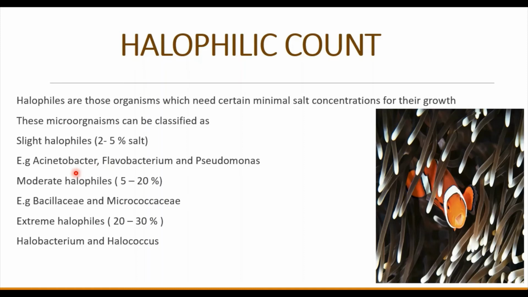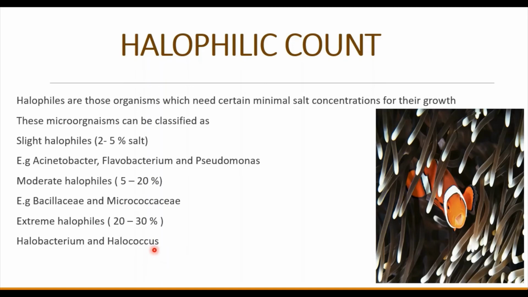The examples are Acinetobacter, Flavobacterium, and Pseudomonas. If the salt concentration is 5 to 20%, we consider them moderate halophiles. The examples are Bacillaceae and Micrococcaceae. And when the salt concentration is very high, about 20 to 30%, we call them extreme halophiles. The best examples are Halobacterium and Halococcus.